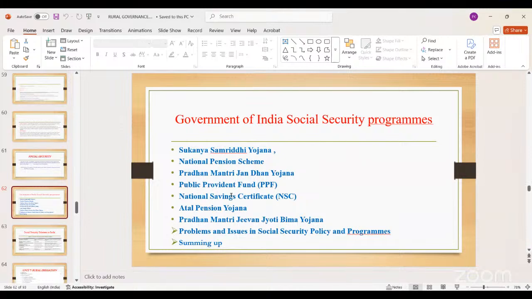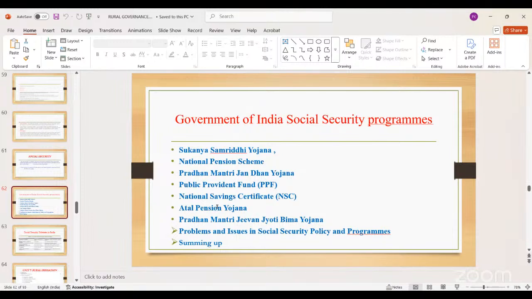Then another scheme is called Atal Pension Yojana. So Atal Pension Yojana is also a government supported pension scheme, and it offers pension benefits with very little contribution per month. So this scheme is basically directed to unorganized segments, and it offers pension assistance so that they can get some assured pension after retirement.